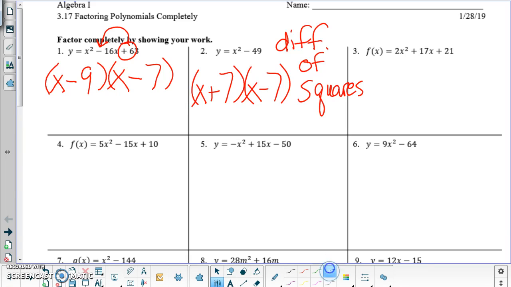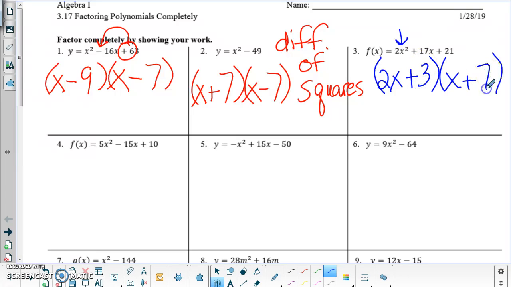Okay, number 3. I check if there's a GCF, but there isn't. So I go right to the factoring. Because my a value is 2, I'm going to start with 2x times x. All my signs are plus, so I know it's plus plus. I want two numbers that multiply to 21. So I can guess 3 and 7.